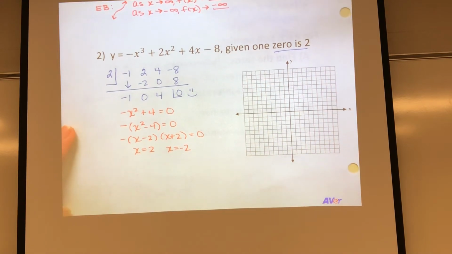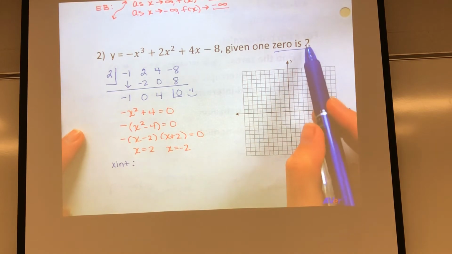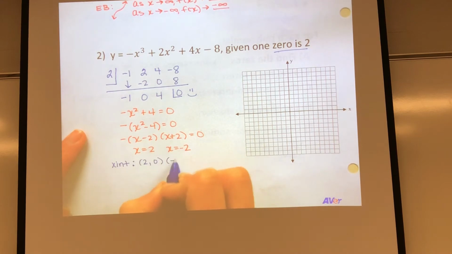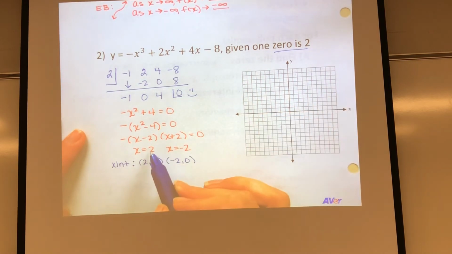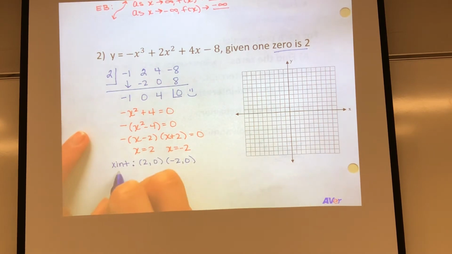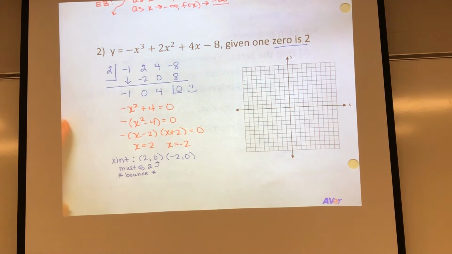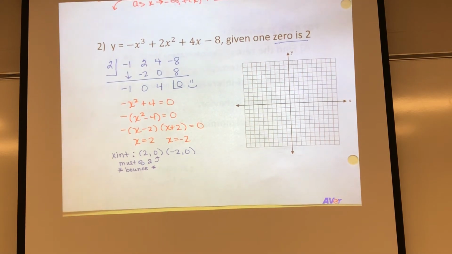So when we list our x-intercepts, like we did before, we have a 2 here and a 2 that they gave us. So we have 2, 0, then we also have -2, 0. The fact that this one shows up twice, we call that a multiplicity of 2. That 2, 0 right there, multiplicity of 2, means that it is going to bounce off of that point. So when we get to the graphing stage, our graph is going to bounce off of 2. Anytime it has a multiplicity that's even, it bounces off.